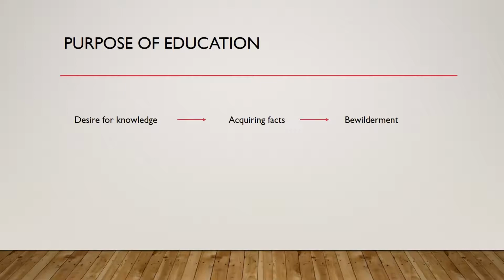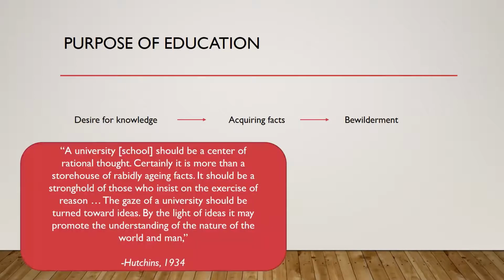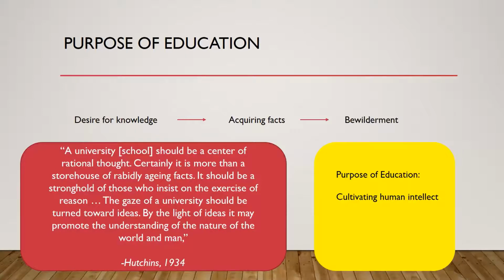He questioned whether a wealth of facts would help humanity find its way, and he stated, "A university or school should be the center of rational thought. Certainly it is more than a storehouse of rapidly aging facts. It should be a stronghold of those who would insist on the exercise of reason. The gaze of the university or school should be turned towards ideas. By light of ideas, it may promote understanding of the nature of the world and man." It was in this realization and the note of the cause and effect relationship of bewilderment where Robert Hutchins' purpose of education came to light, which is cultivating human intellect through reasoning with ideas.